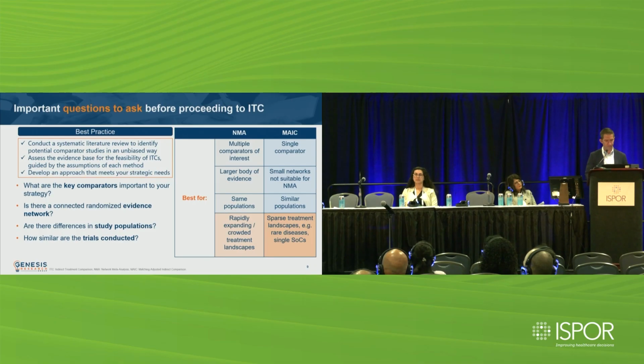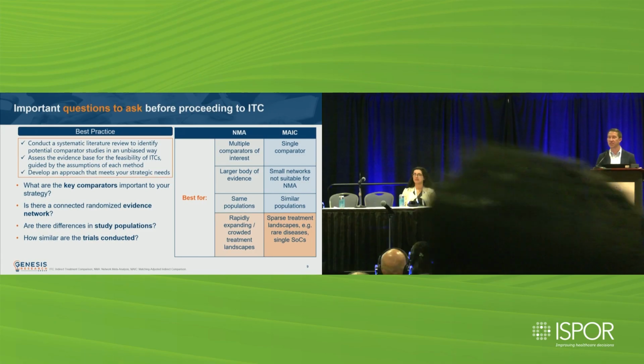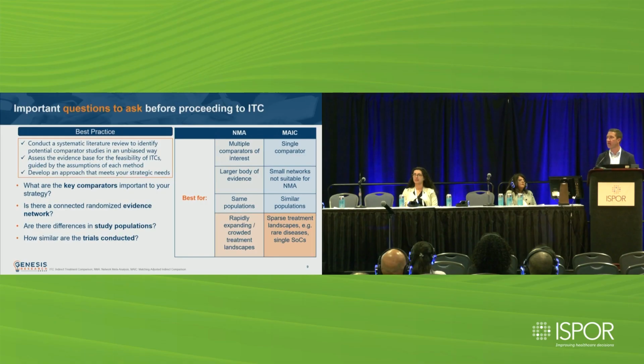So what are the important questions to ask before proceeding with an ITC? First, let me talk about best practices. We should always conduct a systematic literature review to identify potential comparator studies in an unbiased way. The unbiased way is extremely important here because we want to make sure that we can show in our submissions that we did not pick and choose which studies to include, and the criteria should be pre-specified and made sure that it's clear from the starting point.